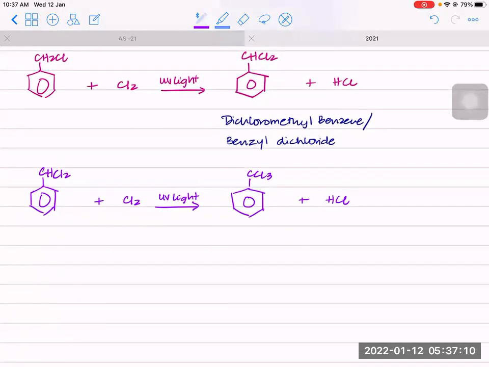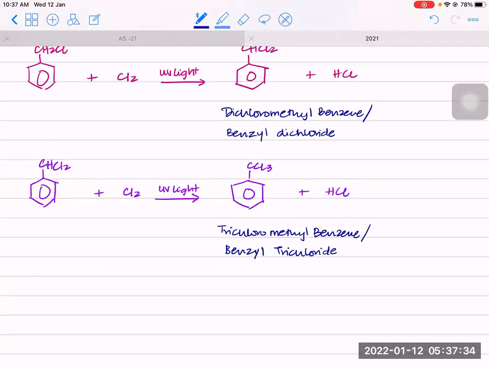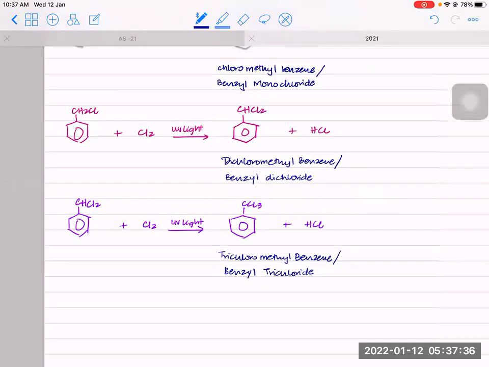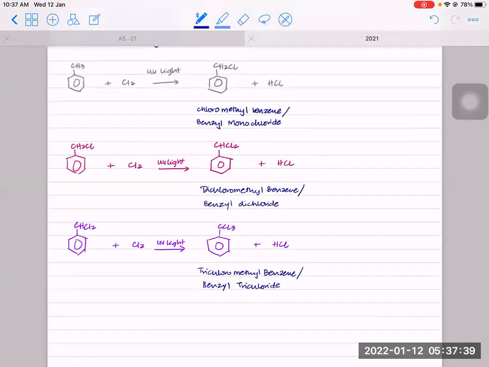And this would be called what? Trichloromethyl benzene. So this is called trichloromethyl benzene or benzyl trichloride. So you can call this either of these two names, trichloromethyl benzene or benzyl trichloride. You see, you removed all the hydrogens and replaced them with a halogen. Yes, this is what? Free radical substitution.